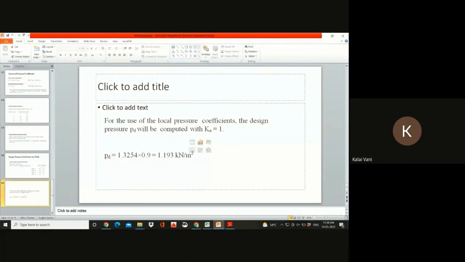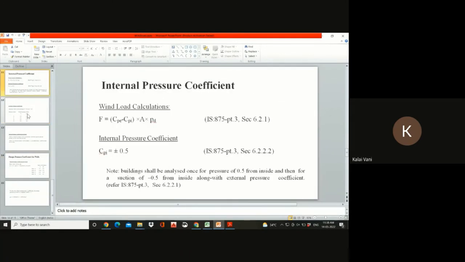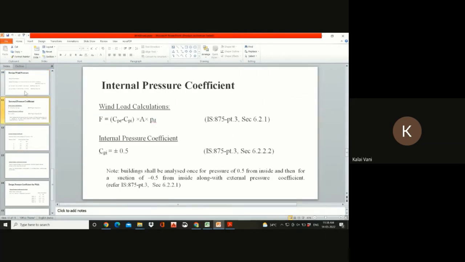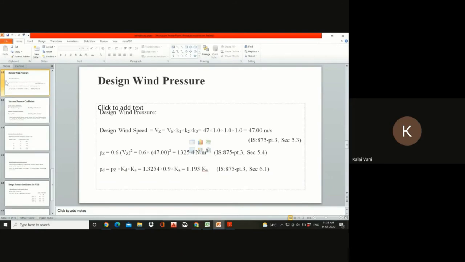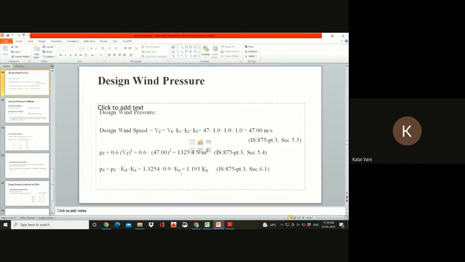So for the use of your local pressure coefficients, the design pressure PD will be computed with KA equal to 1. So here, everything is less than your 0.7, 0.5 and all. Finally, they have rounded your KA to 1. So once they have considered KA as 1, they can calculate this PD also. So PD will be the same as 1.193. This has to be employed in your equation, PD, this 1.193 into KA. KA is also 1. So the final value of design wind pressure PD is 1.193.